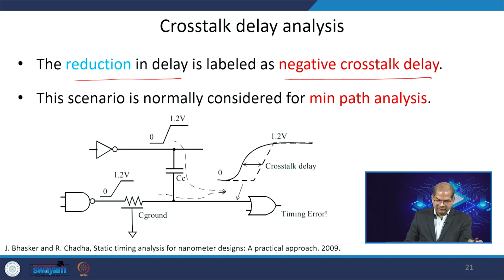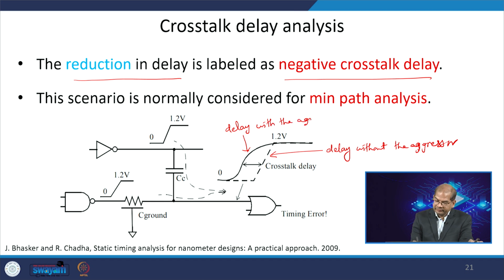If this aggressor is not there, let us say the dotted line is the delay without the aggressor, and this is the delay with the aggressor. So, my delay is reduced. This is a negative delay.